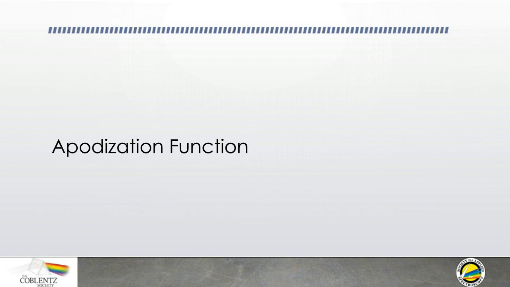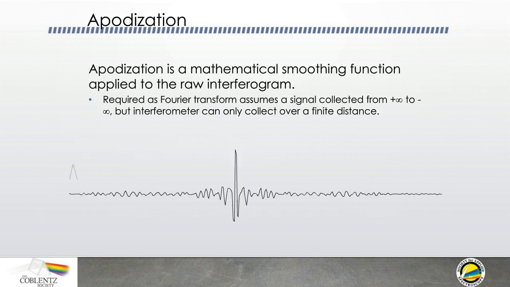Apodization function. Okay. I talked a little bit about interferograms. And if you think about what an FTIR does, you're collecting an interferogram. That interferogram is being Fourier transformed, which gives you out a spectrum. In the process of doing that Fourier transform, there's a function that's applied that's called an apodization function.